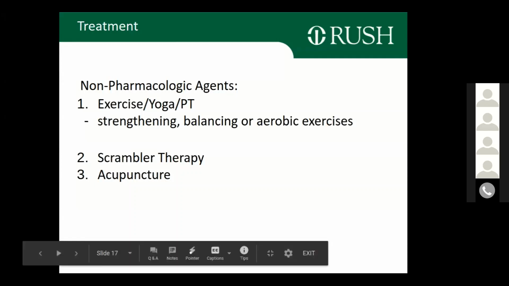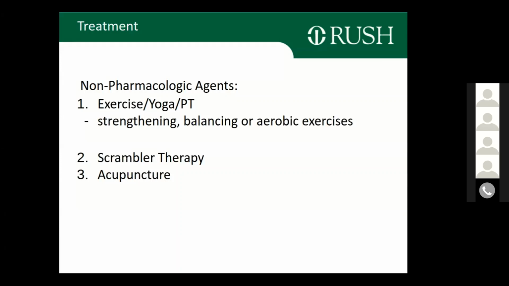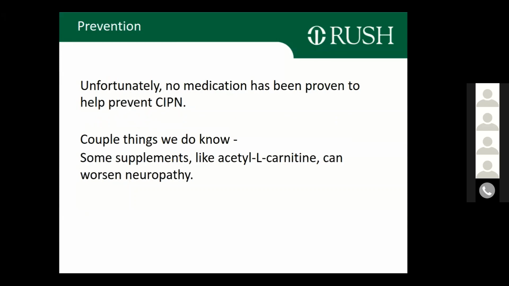All right. Next, we're going to move on, getting close to the time, sorry, to prevention. The short answer is, unfortunately, no medication has been proven to completely prevent neuropathy from happening. A couple of things we do know, and this is the part I want to bring up, is that some supplements, like acetyl L-carnitine, I know we feel like vitamins and supplements should be pretty safe, they're natural, but they can worsen neuropathy.